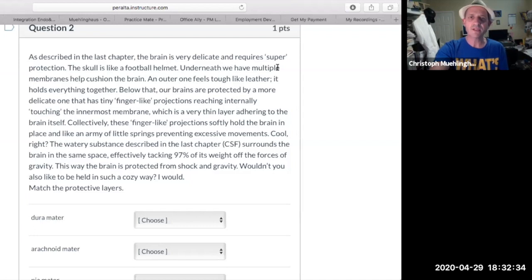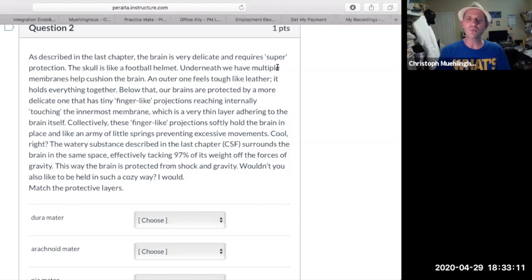As described in the last chapter, the brain is very delicate and requires super protection. The skull is like a football helmet. Underneath, we have multiple membranes that help cushion the brain. An outer one feels like tough leather. It holds everything together. Below that, our brains are protected by a more delicate one that has tiny finger-like projections reaching internally, touching the innermost membrane, which is a very thin layer adhering to the brain itself. Collectively, these finger-like projections softly hold the brain in place like an army of little springs, preventing excessive movement. That's pretty cool, I think.